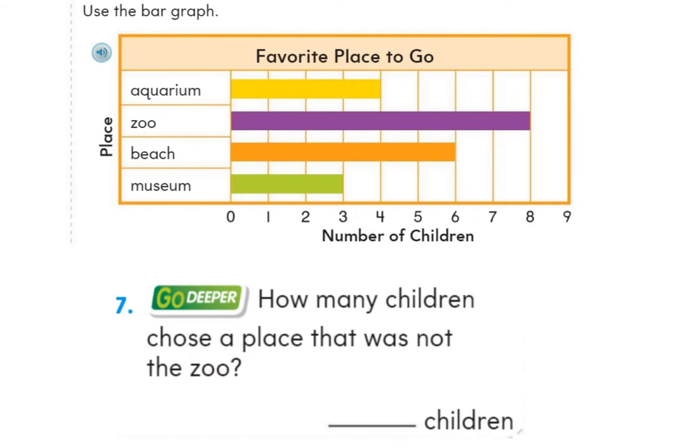Okay. How many children chose a place that was not the zoo? So here we have to look at everything except the zoo bar. Okay, so we are not counting the purple number. Okay, so we have 6 who chose the beach, plus 4 who chose the aquarium. We know that 6 plus 4 is 10, plus 3 more would be 13. And that's the children who chose everything but the zoo.